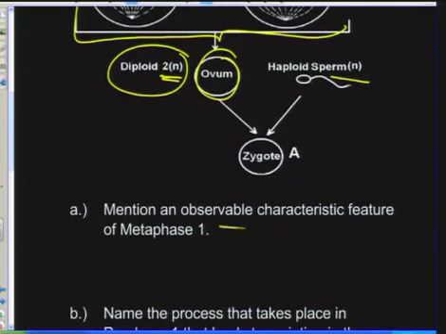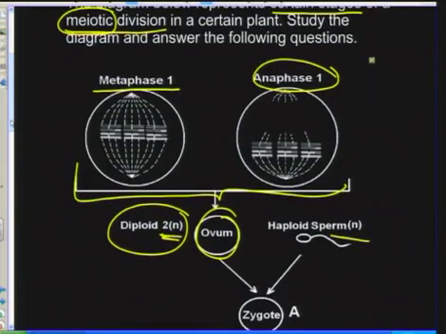Mention an observable characteristic feature of metaphase 1. Now guys, the word is observable. Let's look at the diagram and see what is a characteristic feature of metaphase 1 from this. For metaphase 1, we know that the homologous pairs of chromosomes meet or align themselves along the equator. So the positioning of these chromosomes as pairs along the equator is a characteristic of metaphase.